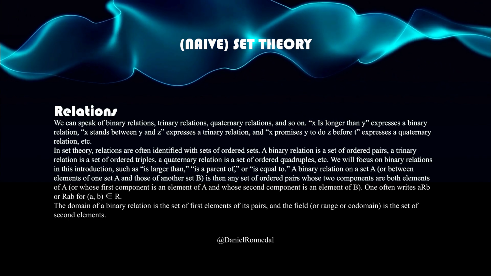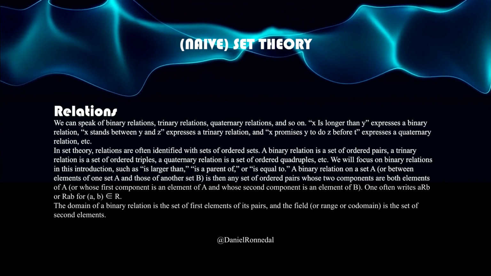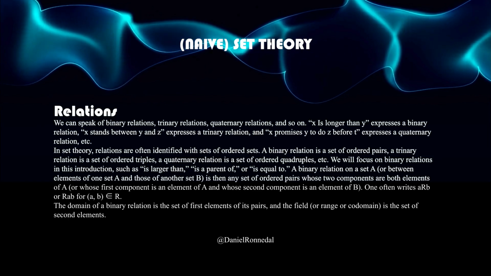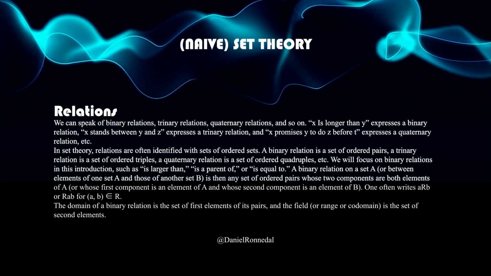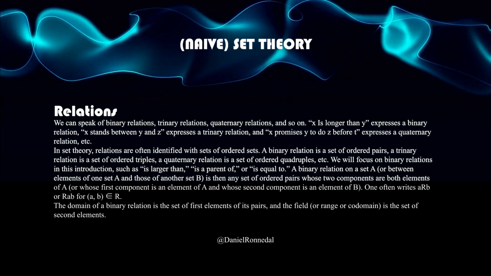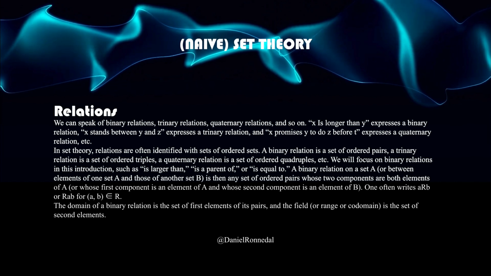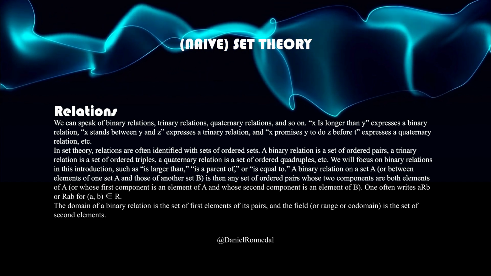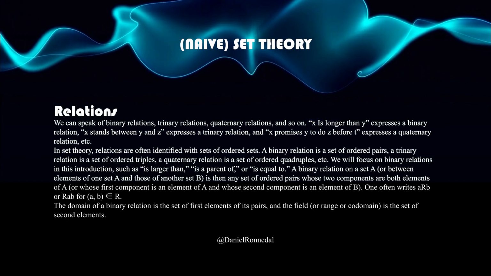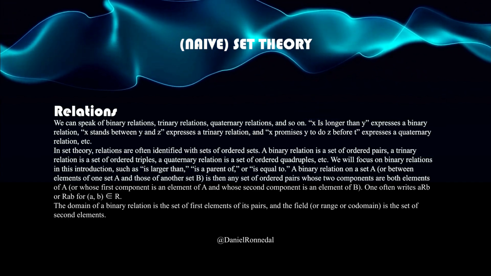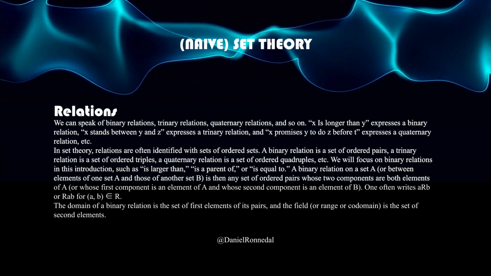We will focus on binary relations in this introduction, such as "is larger than," "is a parent of," or "is equal to." A binary relation on a set A, or between elements of one set A and those of another set B, is then any set of ordered pairs whose two components are both elements of A, or whose first component is an element of A and whose second component is an element of B. One often writes aRb or Rab for (a, b) is an element of R.